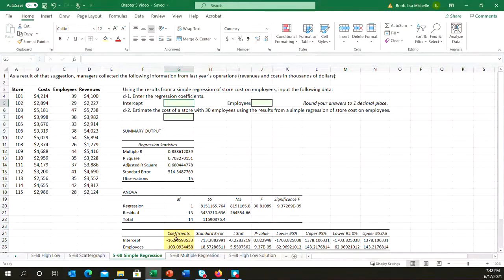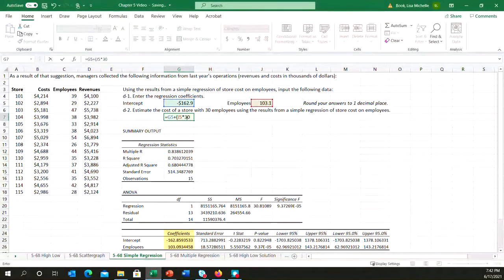It tells me to round it to 1 decimal point. So I go down here and recall that that's going to be negative 162.9. Employee, again, go down here, and that's going to be 103.1. So if I use this, it would be y equals negative 162.9 plus 103.1 times x. So to predict it at 30 employees, again, I use the intercept of negative 162.9 plus my 103.1 times 30 employees. That's what I'm predicting.